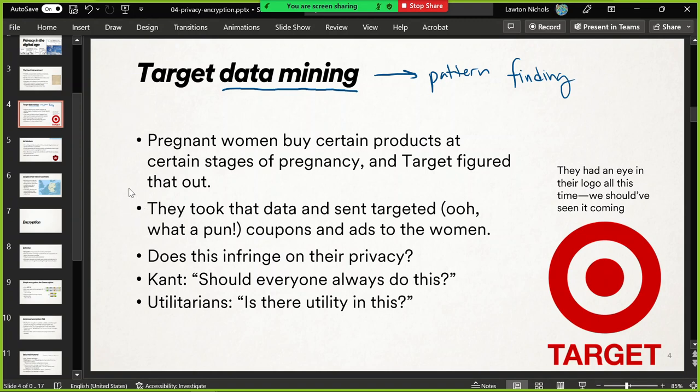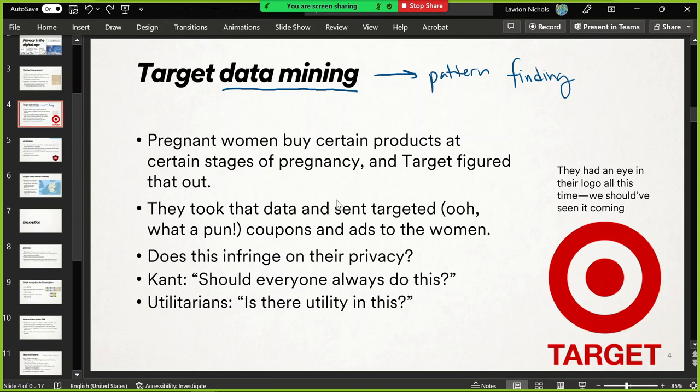And so the question is, does this infringe on the privacy of the target shoppers, them doing this and sending out ads to people, all right? So, again, there's no right answer, but you can ask the Kantianists and the Utilitarians, and here's what they might use to figure out their answer, all right? So Kant might have asked, should everyone always do this? Should everyone always look at purchase histories and try and give out ads to people to ensure that the company makes a lot of money?